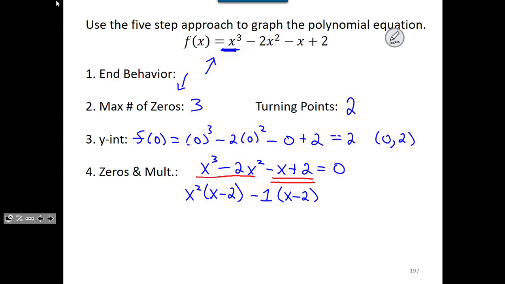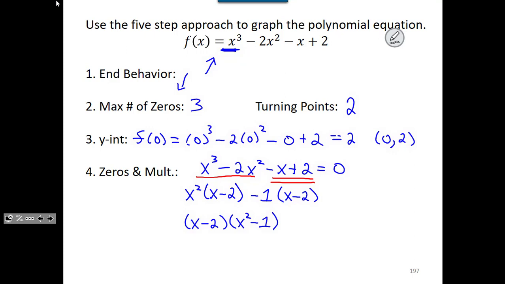So now I write down the factor inside the parentheses that those two have in common. And so what they have in common is x minus 2. And then what's sitting on the outside there is my x squared minus 1. So that's how I factor that.